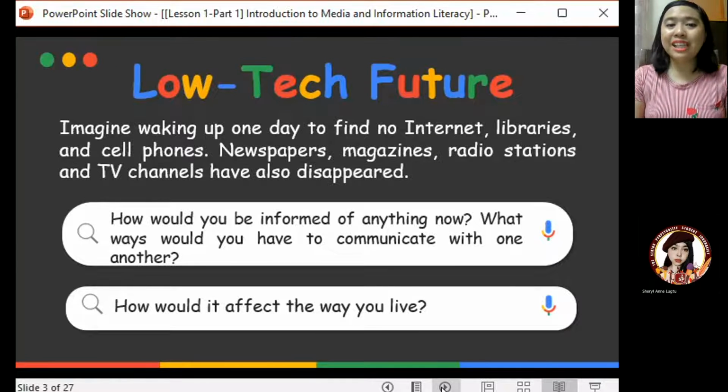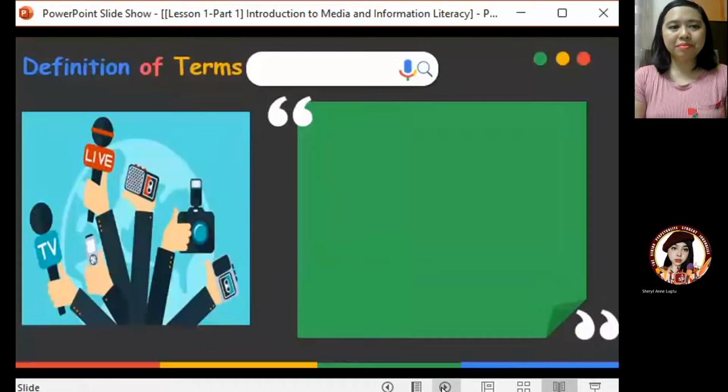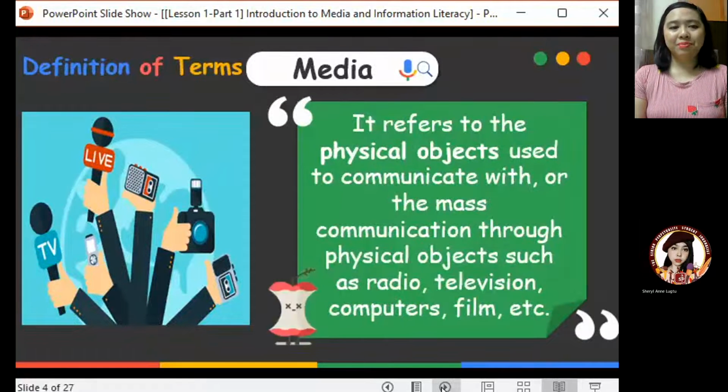Let us now define the different terms on MIL, or Media and Information Literacy. First is media. When you say media, it refers to the physical objects that are used to communicate with, or the mass communication through physical objects such as radio, television, computers, or film, etc. So when you say media, it is the avenue for us to communicate. Remember this term because we are going to use this on the next part of our lessons later on.